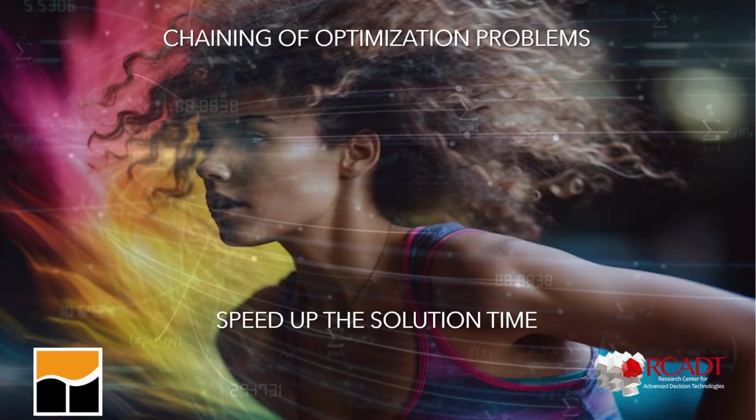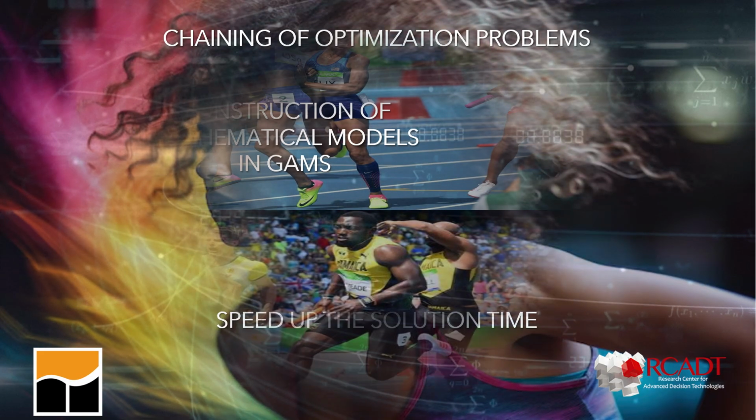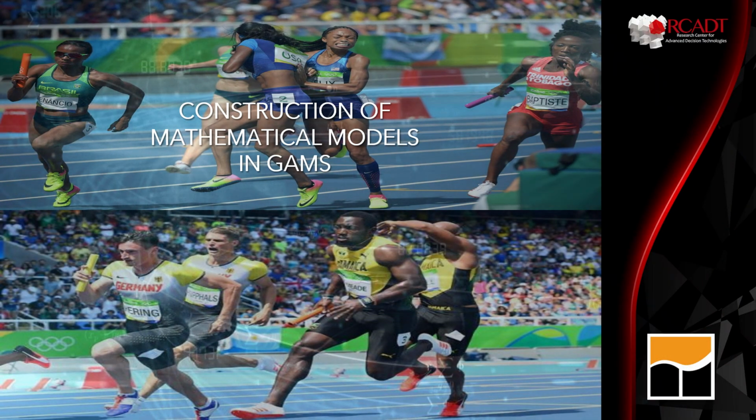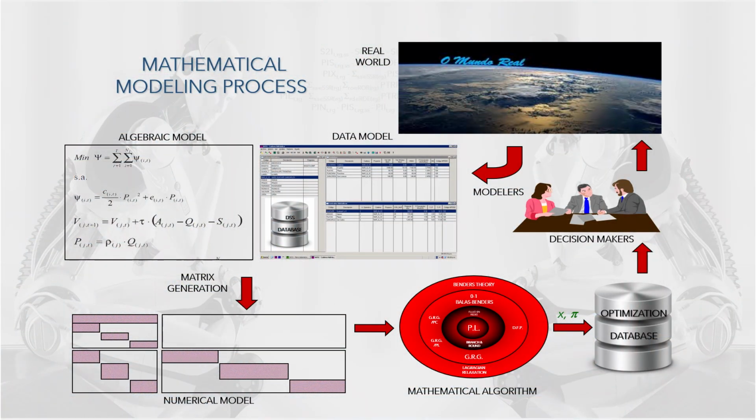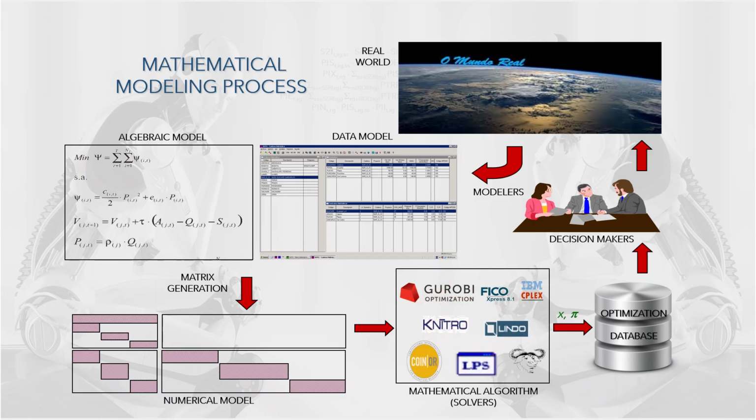Chaining optimization problems. Speed up the solution time. Construction of mathematical models in GAMS. The mathematical modeling process can be defined based on the following steps. Observe and study the real world, algebraic modeling of the real world, design of data model from the industrial data information system, matrix generation, union of the algebraic model and the data model to obtain a numerical model, solve the numerical model using a solver according to the format of the problem, and recovery of results so that they are useful for decision makers. There are multiple commercial and free license solvers, which can solve the problem.